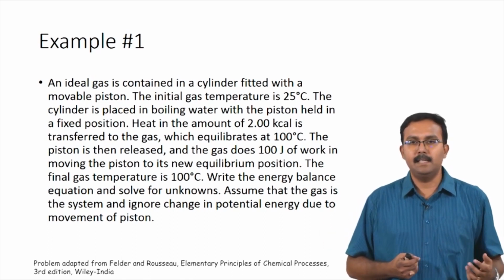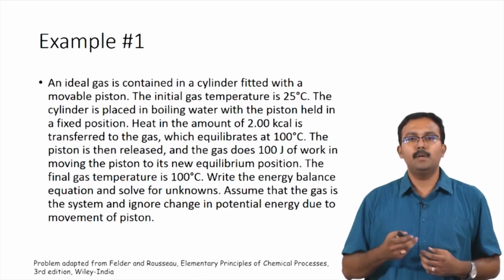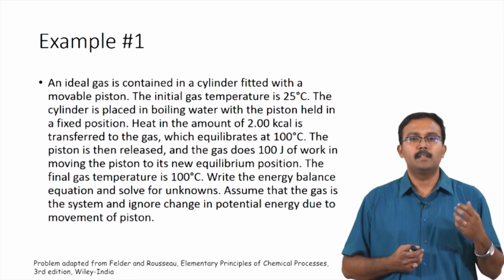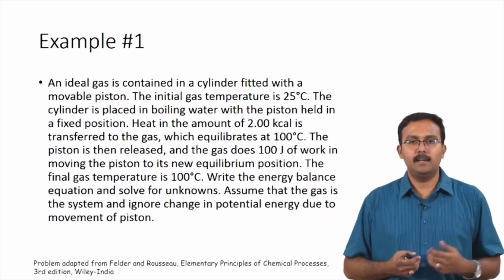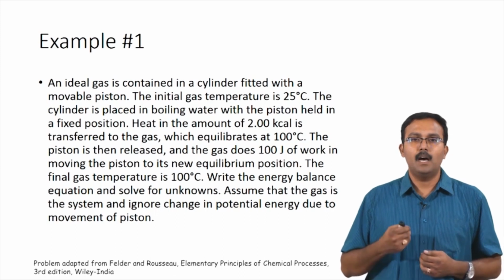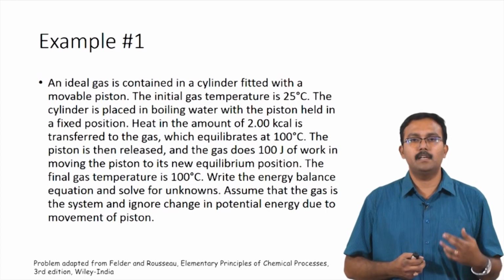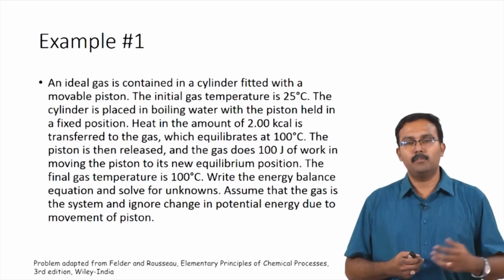The piston is then released. The gas does 100 joules of work in moving the piston to its new equilibrium position. The final gas temperature is still 100 degrees Celsius. Write the energy balance equation and solve for the unknowns. Assume that the gas is the system and ignore change in potential energy due to the movement of the piston.